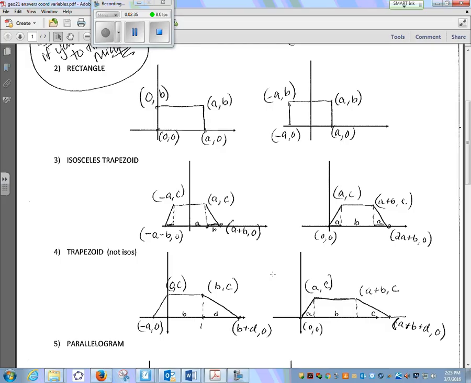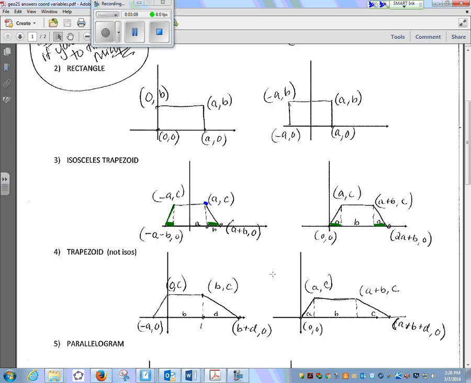When you come down here, remember, with an isosceles trapezoid or with a parallelogram, when you have these diagonal type of slanted sides there, you have to remember that this little piece and this little piece have to be the same length if it's an isosceles trapezoid. So your coordinates have to reflect that.